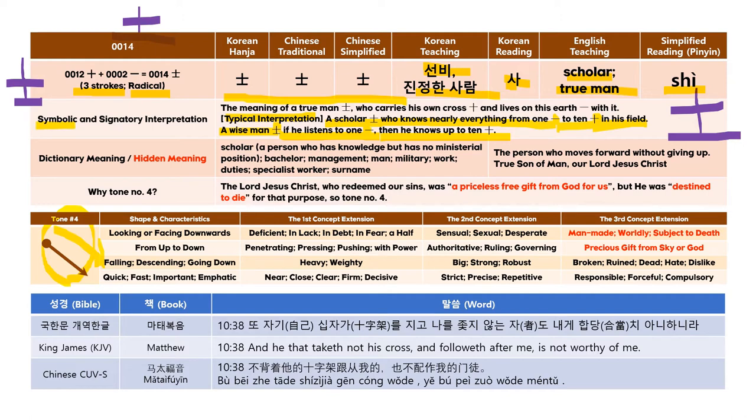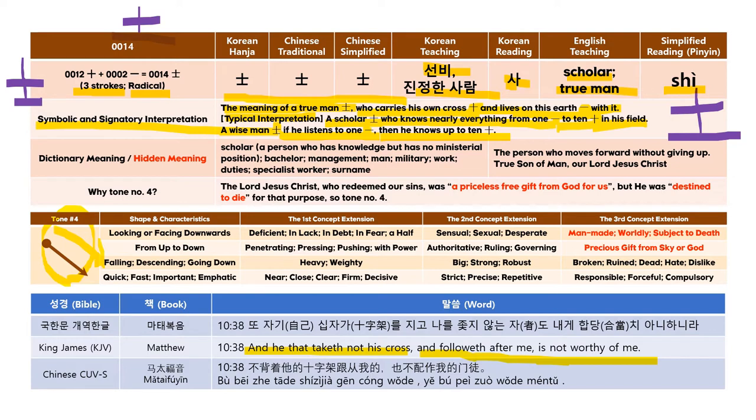But I would suggest a symbolic interpretation. It is the meaning of a true man who carries his own cross. Do you remember the hidden meaning of this character, Jesus Christ, on the cross, and lives on this earth, hidden meaning, earth, with it. The meaning of a true man who carries his own cross and lives on this earth with it. This character reminds me of the Bible verse: and he that takes not his cross and follows after me is not worthy of me.